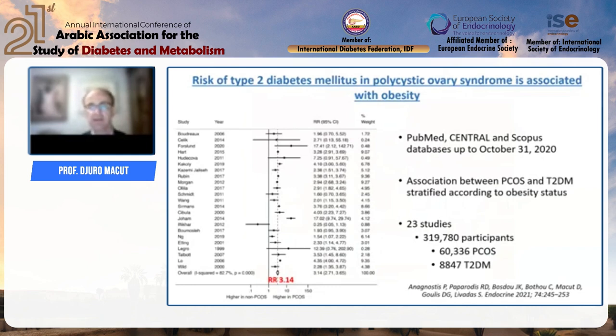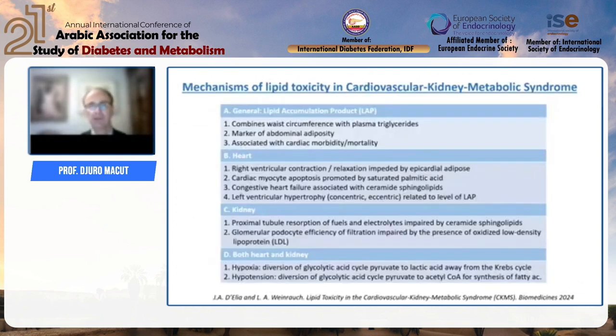Our recent analysis of data from PubMed, Central, and Scopus databases in 2020 showed that there is a relative risk of 3.1 times to develop diabetes in women with polycystic ovarian syndrome. So we have a clear demonstration that in the different ovarian studies, we have a quite clear association between PCOS and type 2 diabetes. And then we came to the new things, that is, cardiovascular kidney metabolic syndrome.